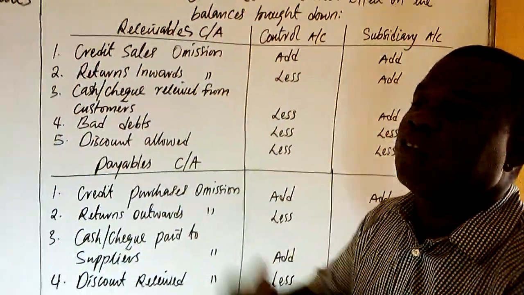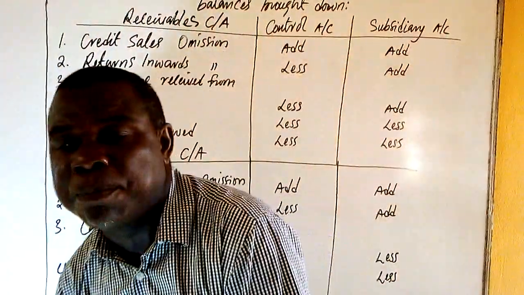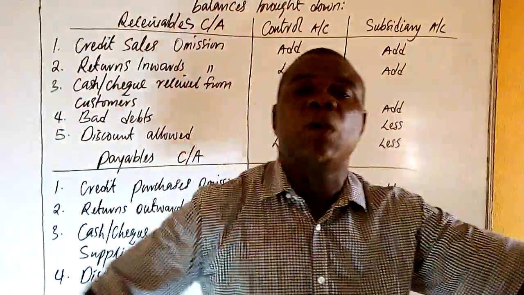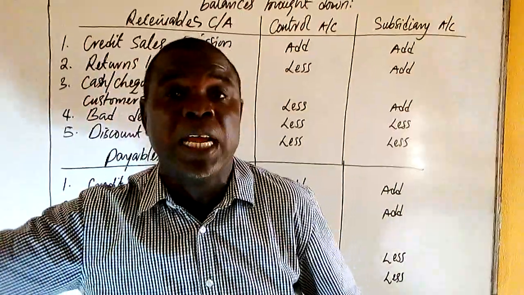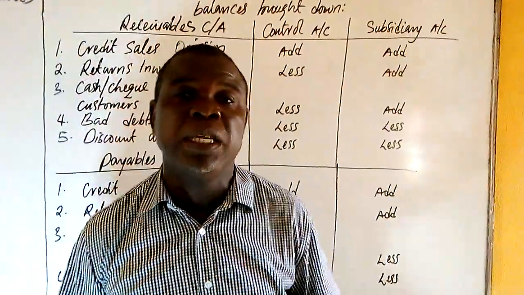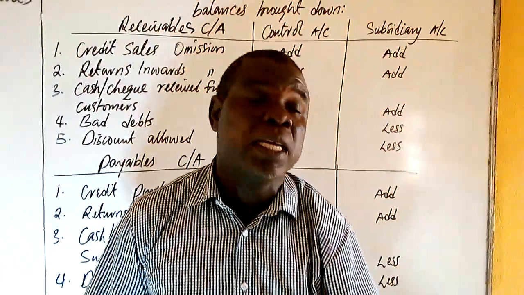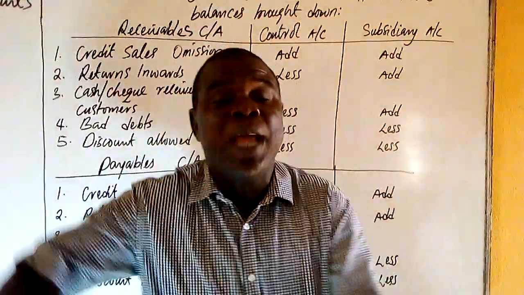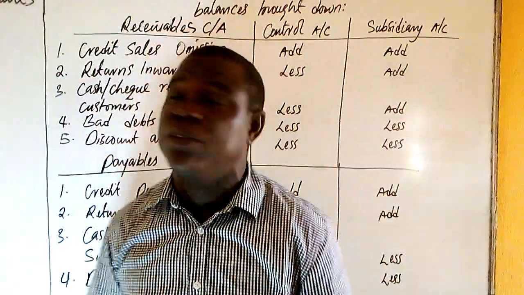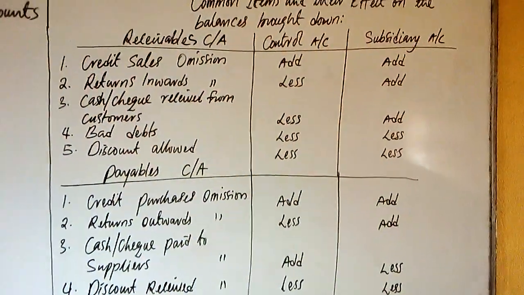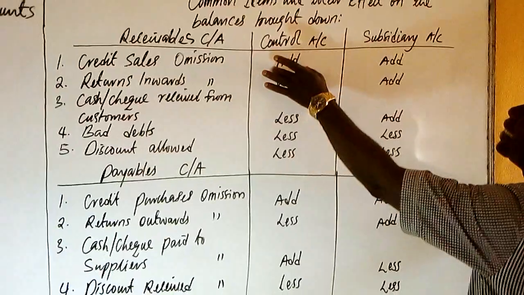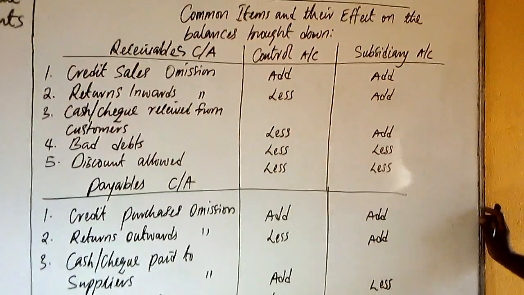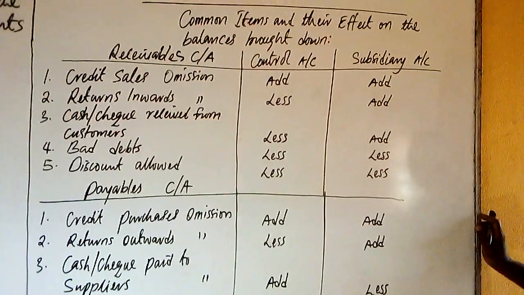For example, the end of year balance in the control account gives 20,000. And if there was an omission of credit sales of 2,000, which was not taken into the control account, it means the 2,000 will be added to the final balance that is given. So if there's credit sales, the value of credit sales that is omitted will be added to the balance given at the end of the year in the control account, which caused the disagreement.